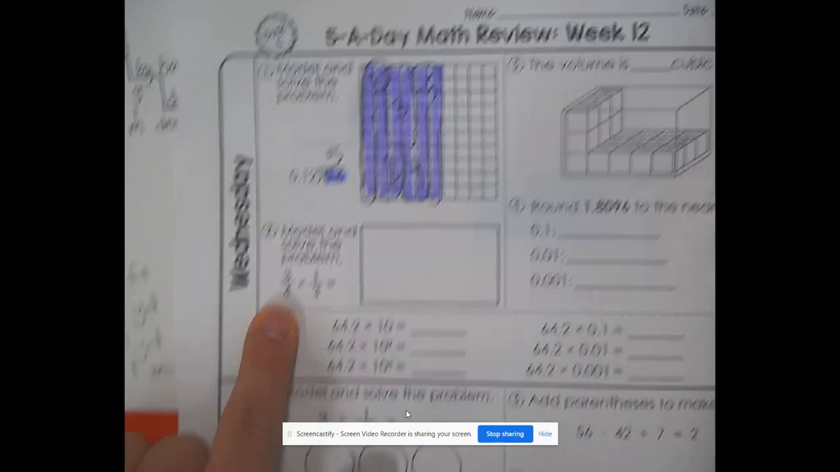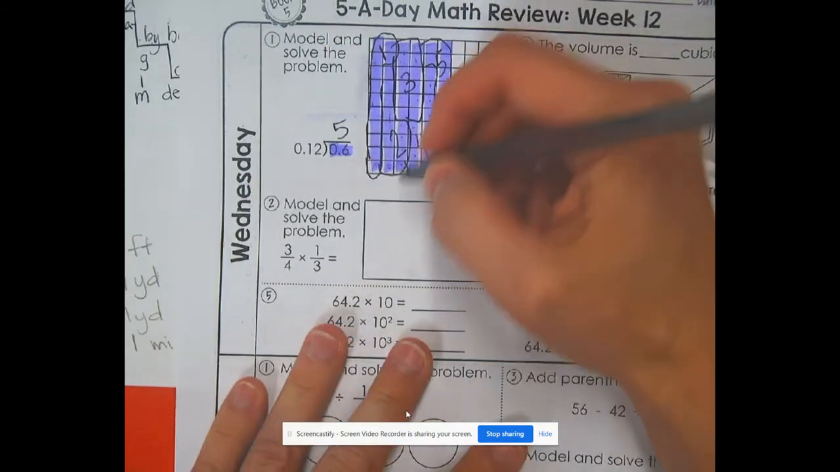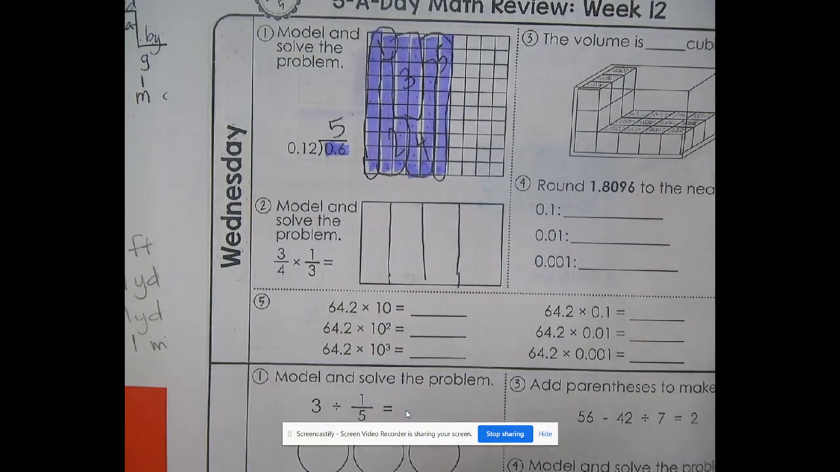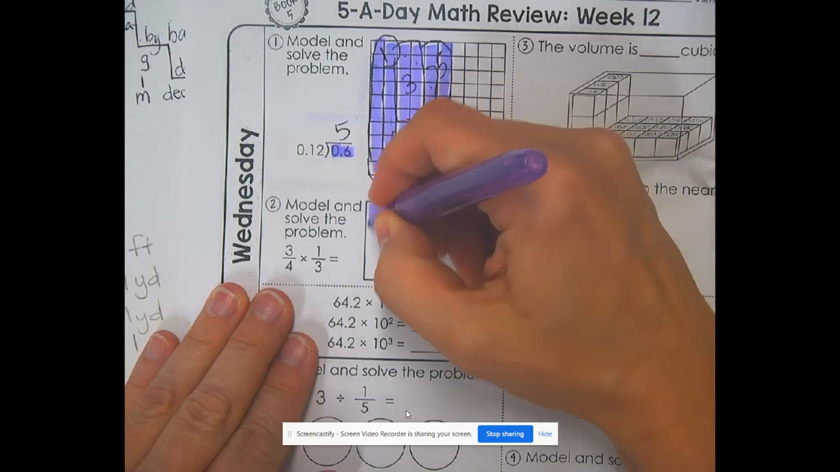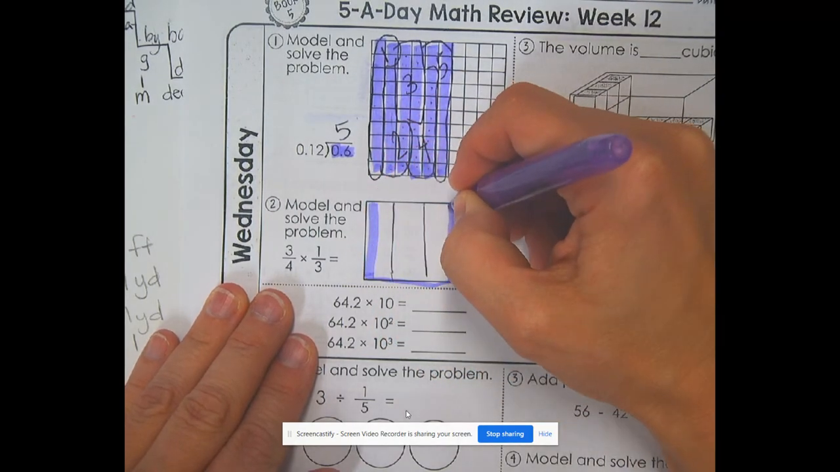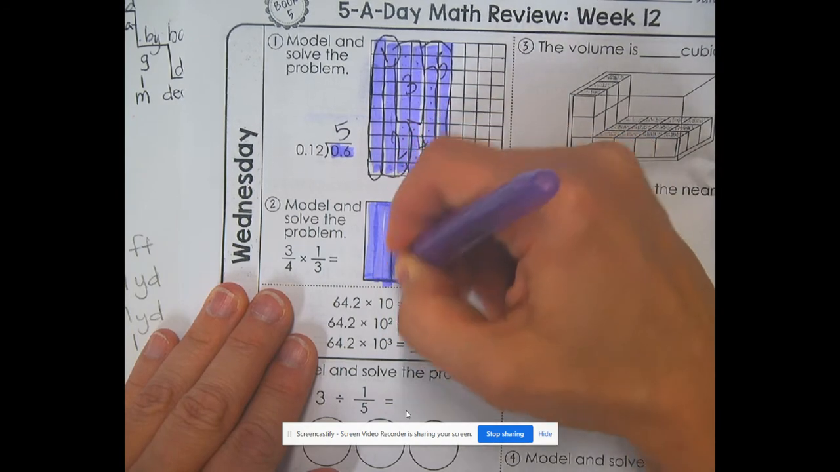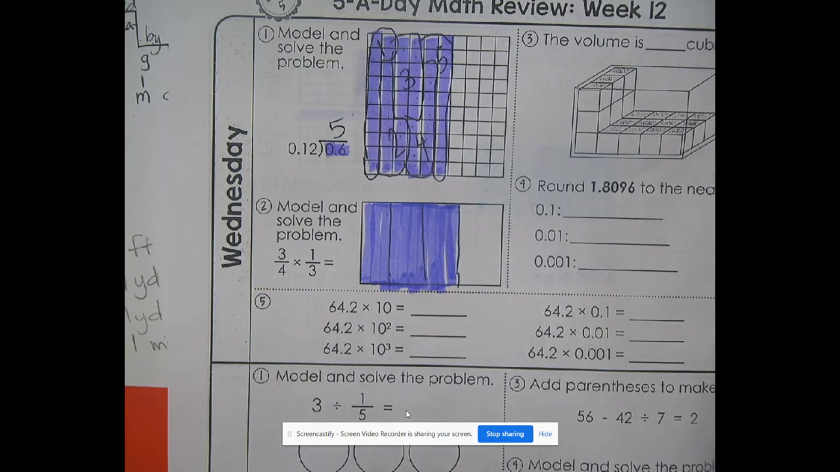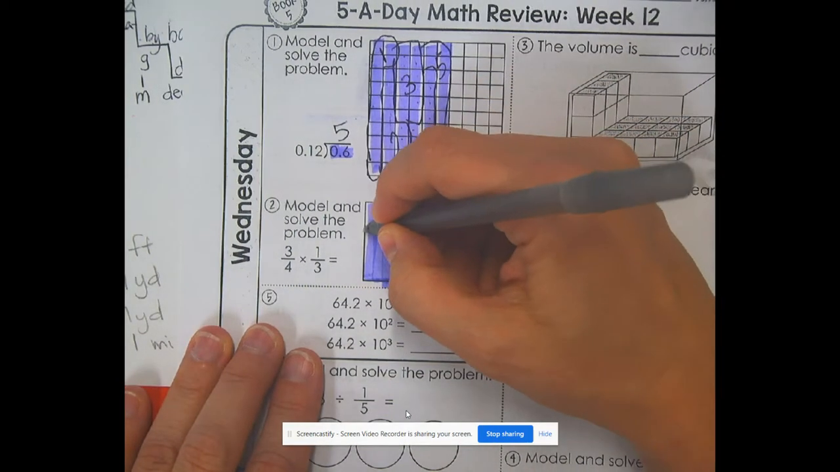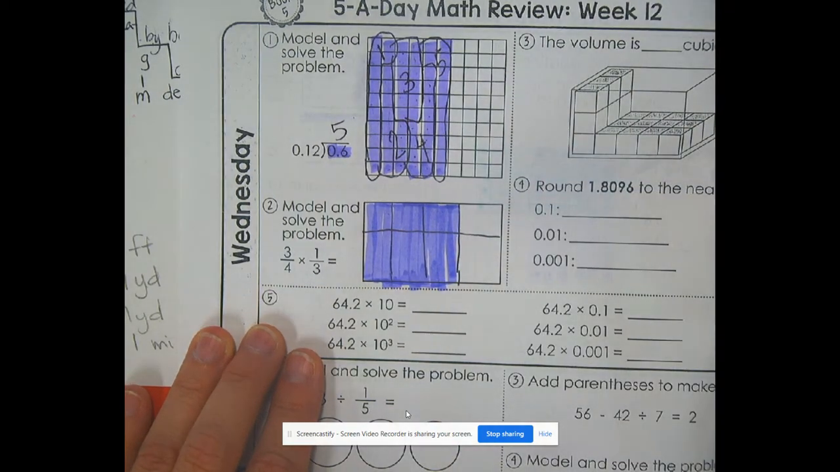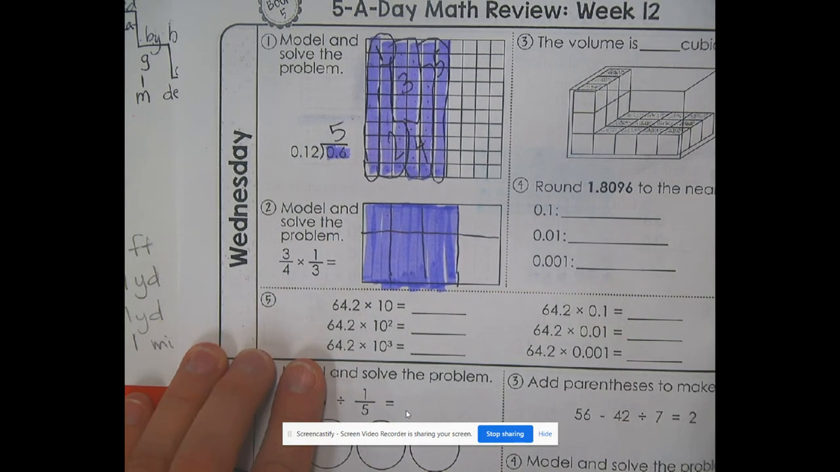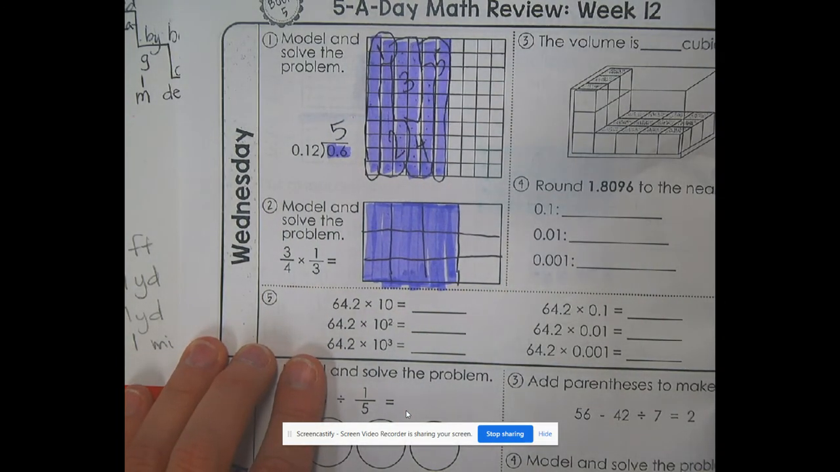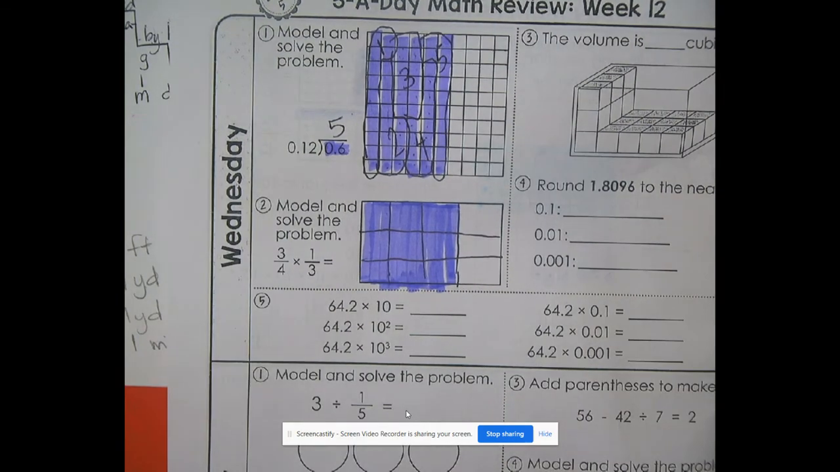Okay, 3/4 times 1/3. What are we going to do? Yep, split it into fourths first. Good. How many of those are we going to color in? 3 of them. Okay, then what are we going to split it into? Oops, I'm going ahead of you. What am I going to split it into? Thirds. How many of those am I going to color in? 1 of them.